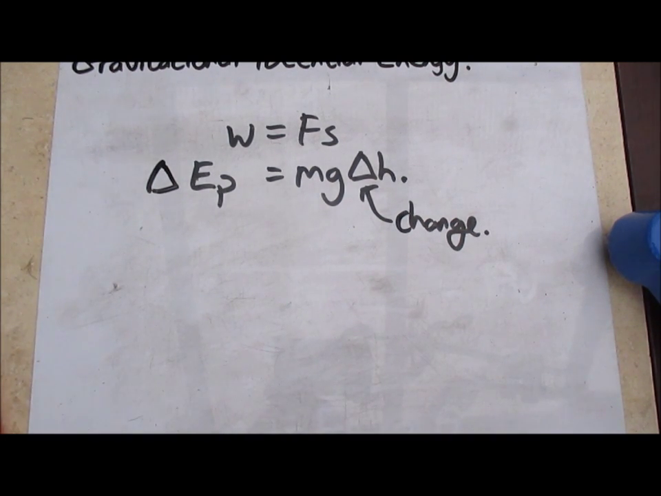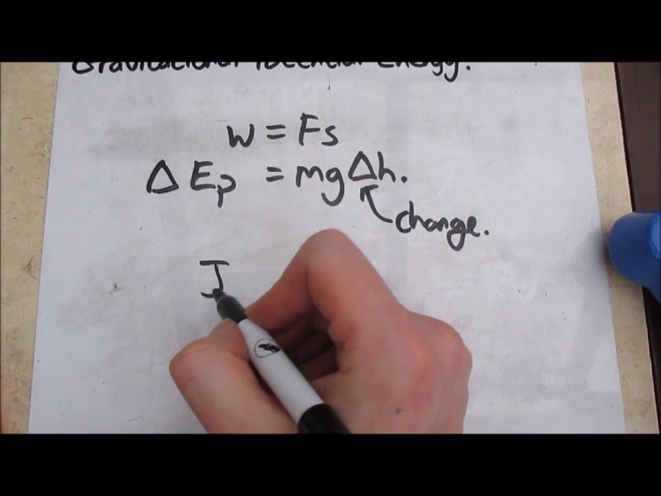Most of the time in the equations, you'll probably just ignore that as you work through examples, but to be strictly correct, we've looked at a change in gravitational potential energy due to a change in height. Again, it's an energy, so of course it's measured in joules.